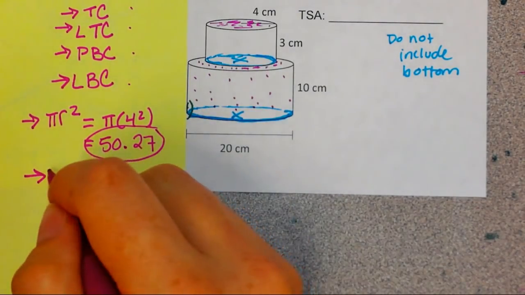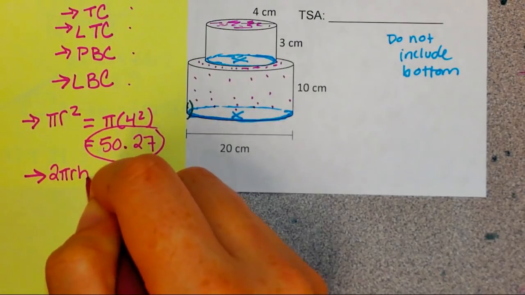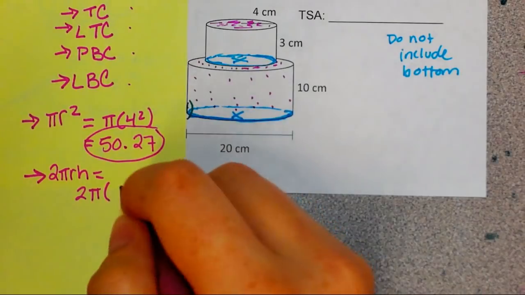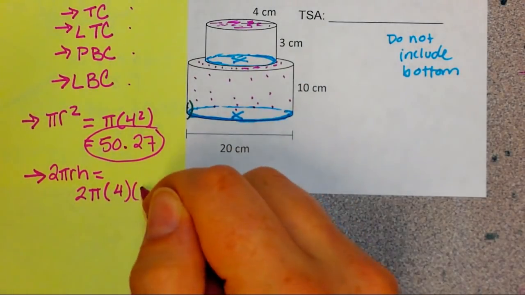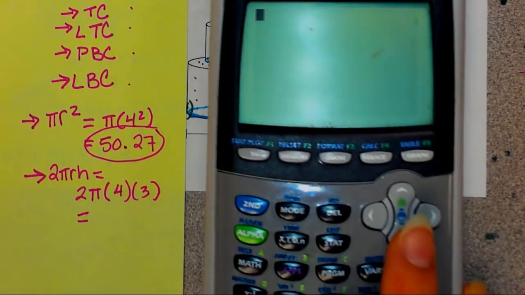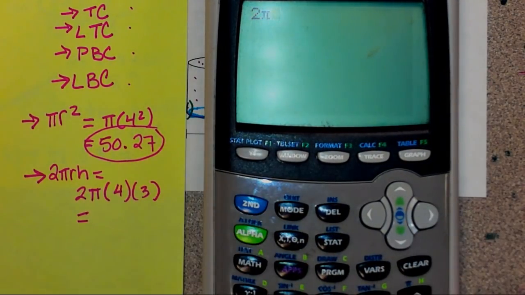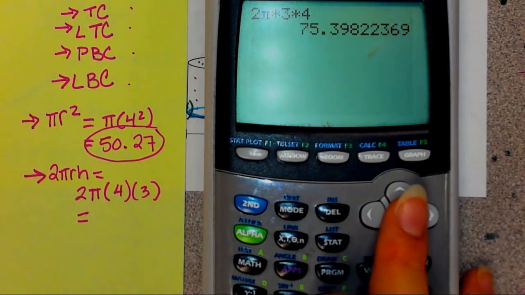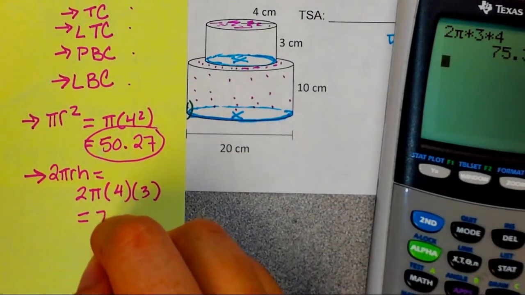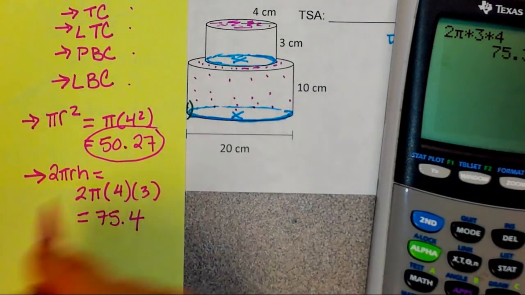Next, we want the lateral for this cylinder. So a lateral for a cylinder is 2 pi RH. Plugging that in, 2 pi times my radius is 4. Height is 3. So we've got 2 pi times 3 times 4, or 4 times 3. So that's about 75.4.